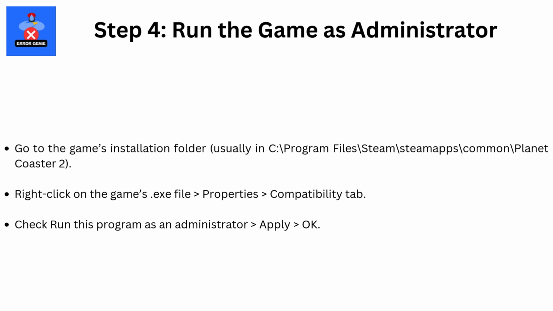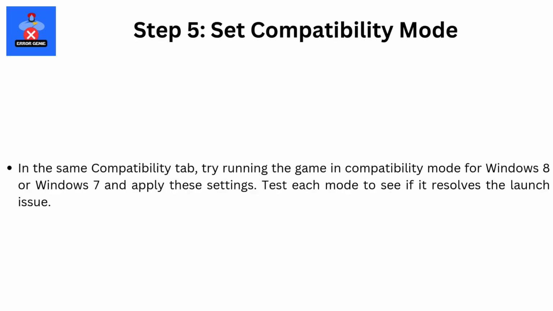Step 4. Run the game as administrator. Go to the game's installation folder, usually in C:\Program Files, Steam, steamapps, common, Planet Coaster 2. Right-click on the game's .exe file, then Properties, then Compatibility tab. Check Run this program as an administrator, then Apply, then OK.